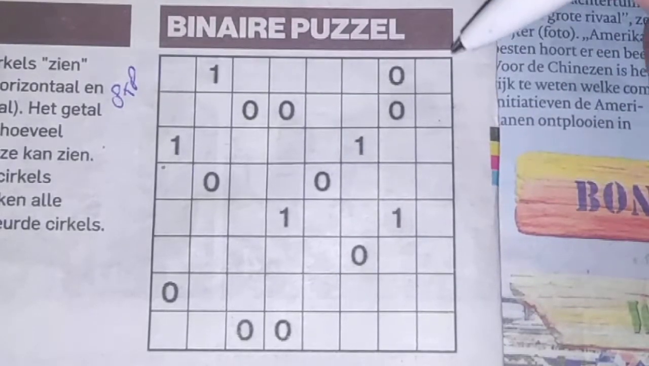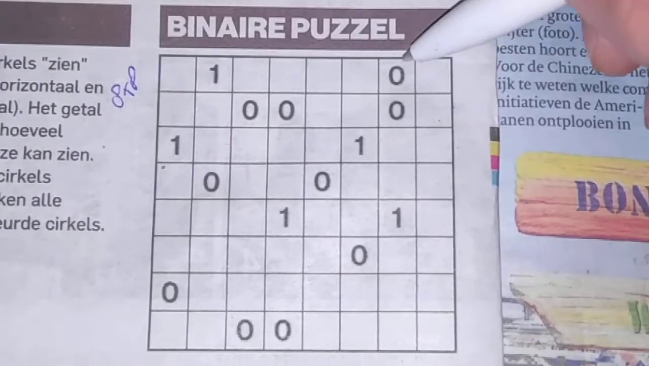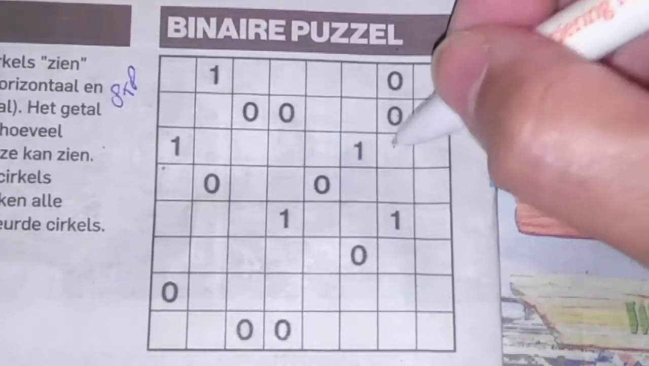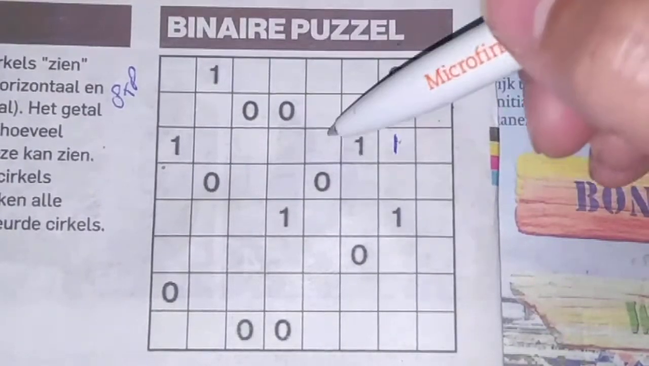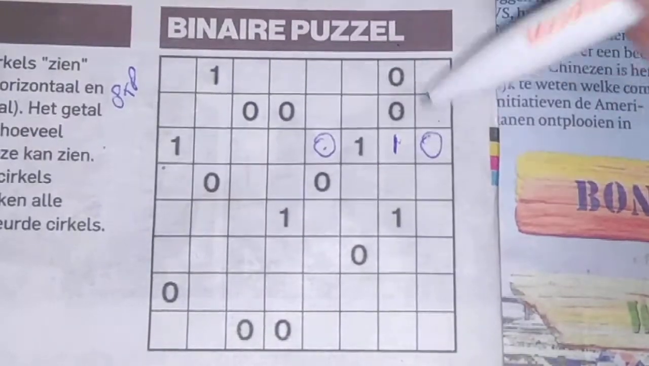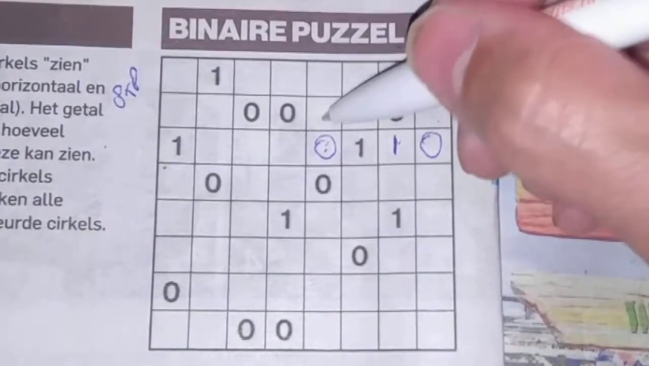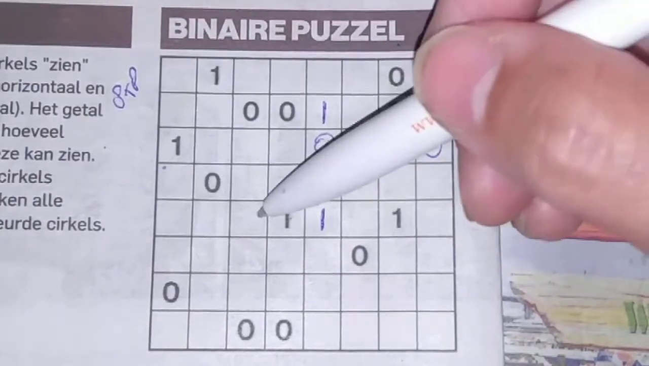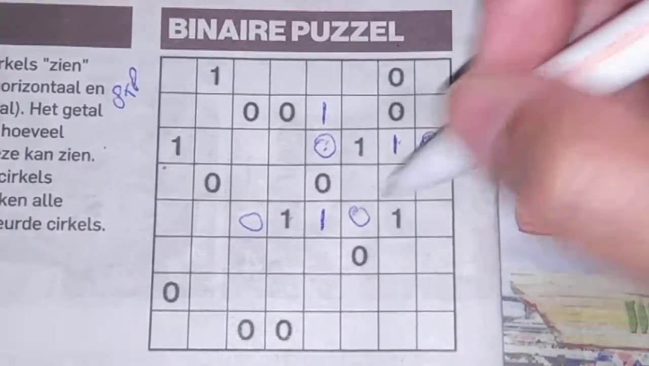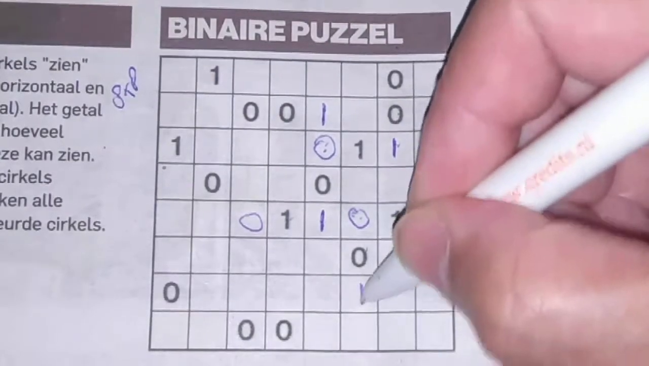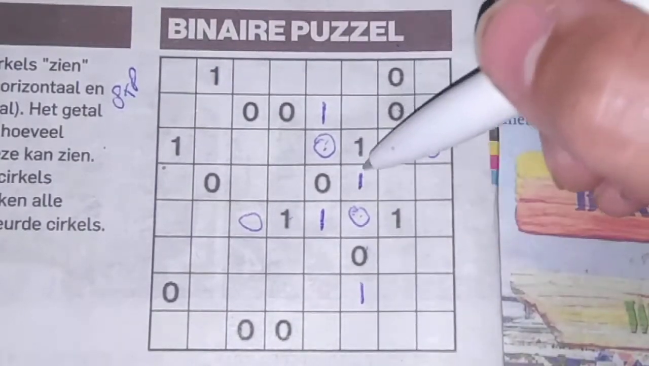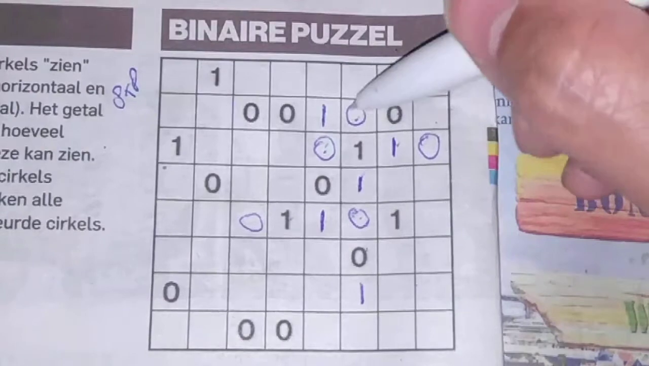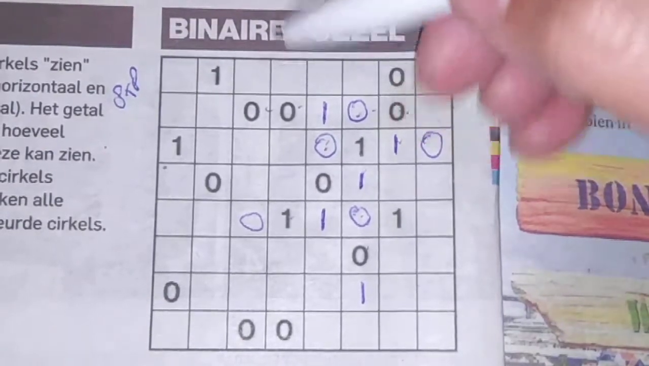So let's get started. Double O, here 1, there 1. Double 1, here an O, there an O. Double O, here and 1, there 1. Double 1, here and O, there an O. Double O, here and 1, there 1. Double 1, here and O, there an O. We have 4 O's, so the rest are ones.